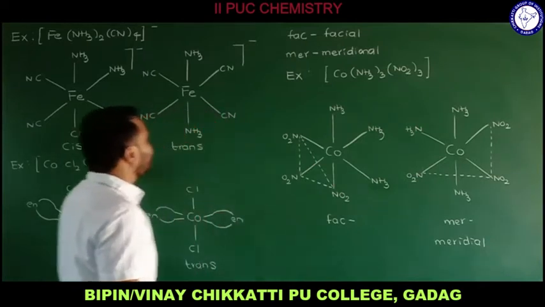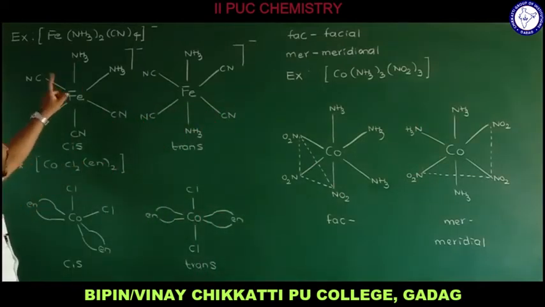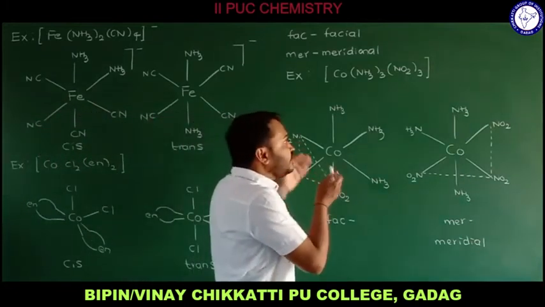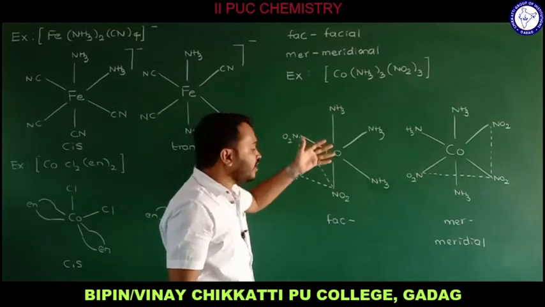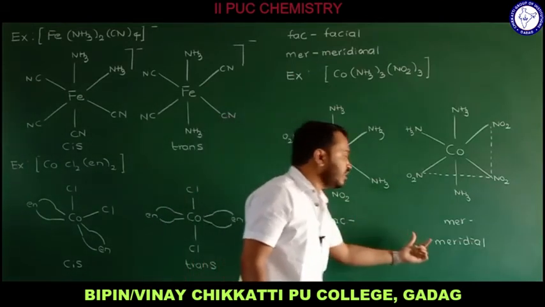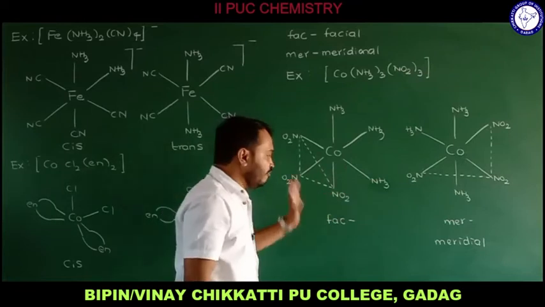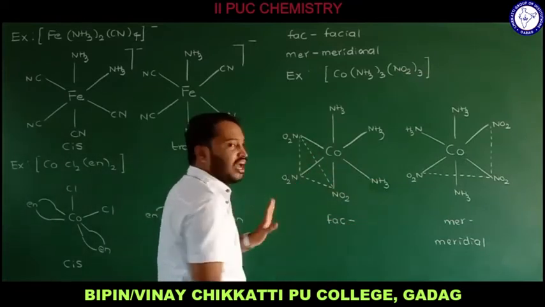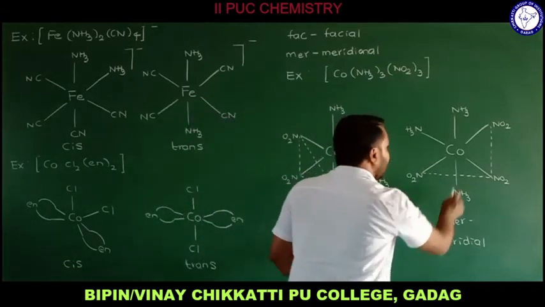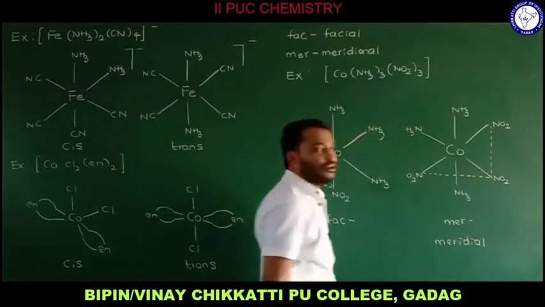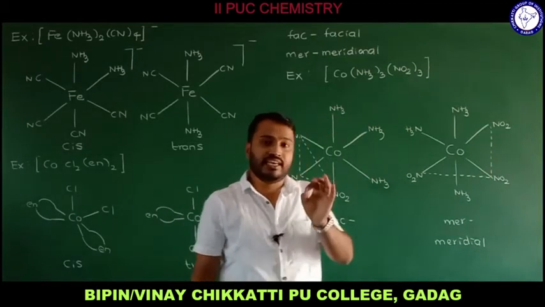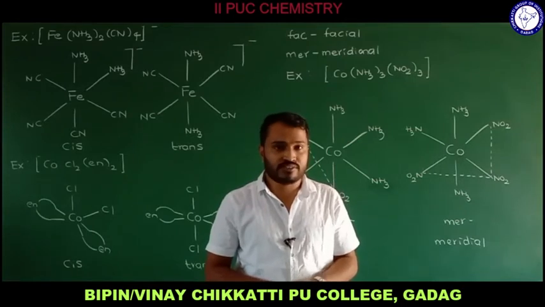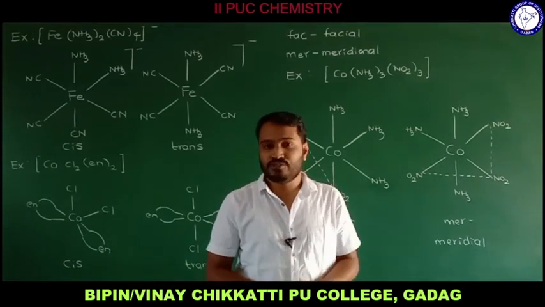In the previous cases we have observed 4 ligands and 2 ligands, and here we have 2 ligands and 2 ligands. Whereas in this particular example, we have 3 ligands and 3 ligands. So based on that, we represent it as facial and as meridional. FAC, MER. In FAC, facial, on the faces we have NO2 ligands. In case of meridional, in the meridian we have NO2 ligands. That is how FAC, MER can also be predicted for certain kinds of coordination complexes. That is about geometrical isomerism.